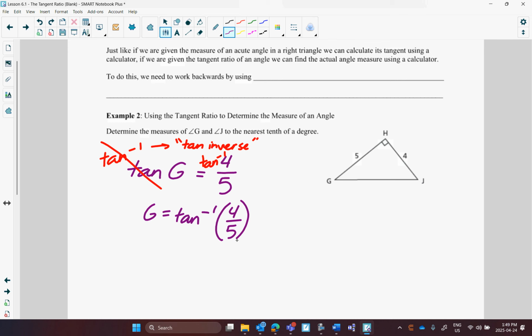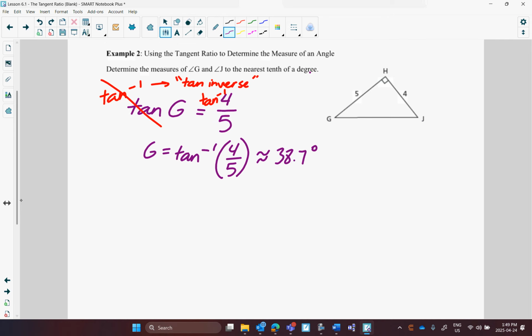So you should get, nearest tenth is 1 decimal place. You should get 38.7 degrees. So we found angle G. Notice there's a big difference between tan G being just a fraction. To find G, we actually have to do the tan inverse.